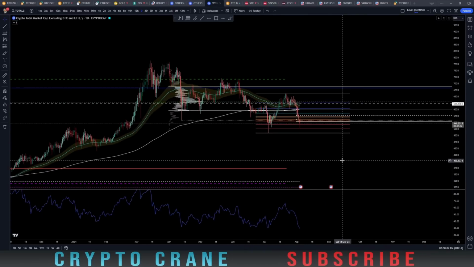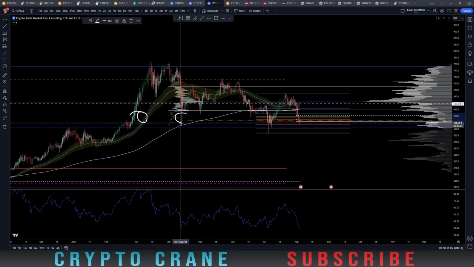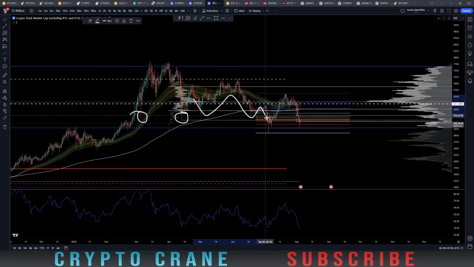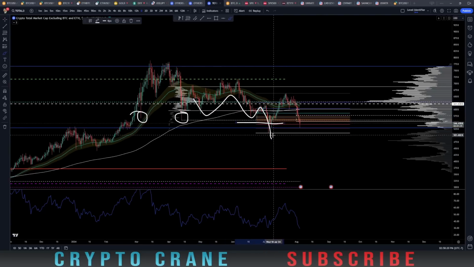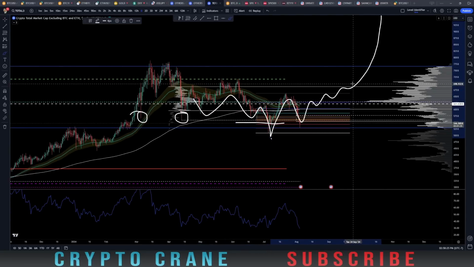And right now we are still respecting that fractal, although we are coming down lower than last time. So we have this first wick low during the uptrend, secondary wick low, consolidation for quite some time, and then we do a much larger sweep of both of those lows. This could be that slow consolidation before the rip on up.